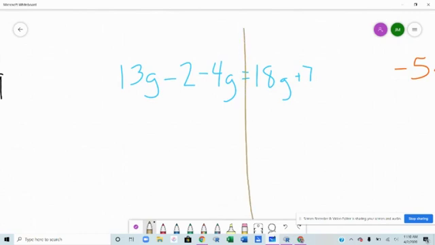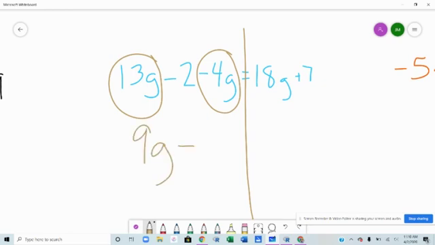Line through the equal sign. Start with distributing. Don't have any. Combine like terms. Oh, we have like terms in this problem. 13g and minus 4g. When you combine like terms, you just combine them based on what it says. It says 13 minus 4. So 13g minus 4g is 9g. Still have minus 2 equals 18g plus 7.